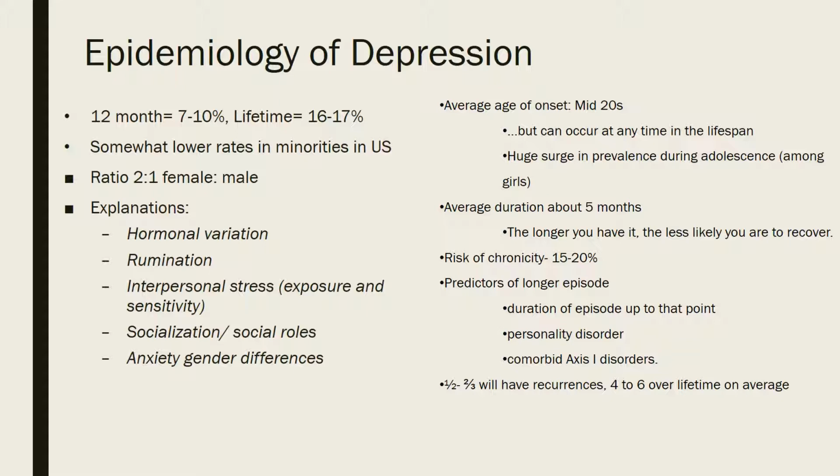So the epidemiology of depression, the 12-month prevalence rate is 7 to 10%, and the lifetime prevalence rate is 16 to 17%, which is a little bit higher. Somewhat lower rates in minorities in the U.S. So this is another thing that I want you to take a second and jot down. Why do you think that the data that is reported, this comes from the CDC studies, shows that there are lower rates in minorities in the U.S.? Jot down a few assumptions or hypotheses that you have about that.